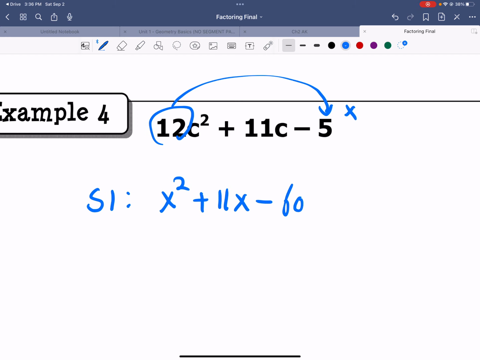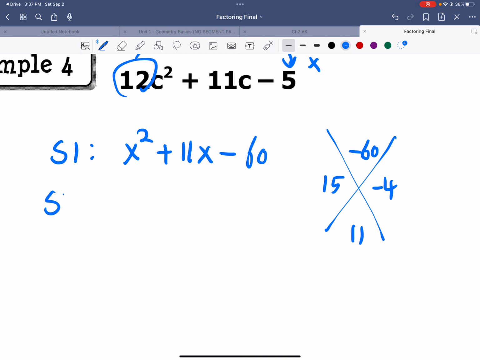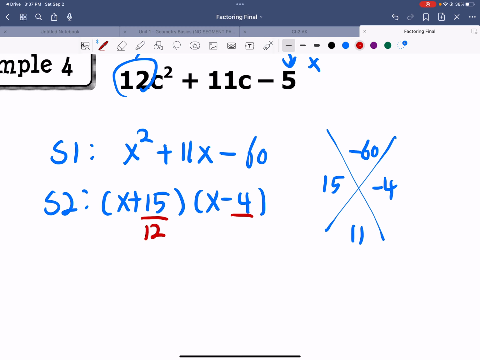Negative 60 and 11. Let's see what numbers can give you this. Maybe 15 and negative 4. So step number 2 is going to be x plus 15 and x minus 4. And you have to divide each number by what you slipped over, in this case 12.